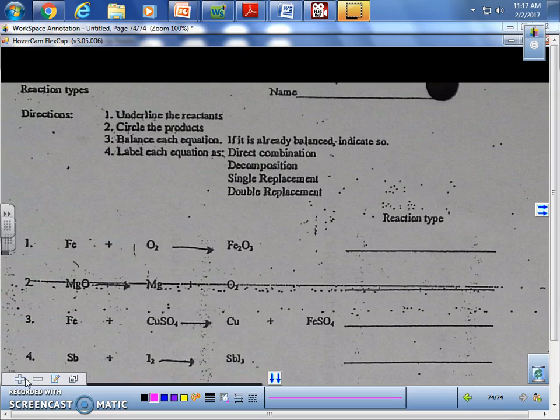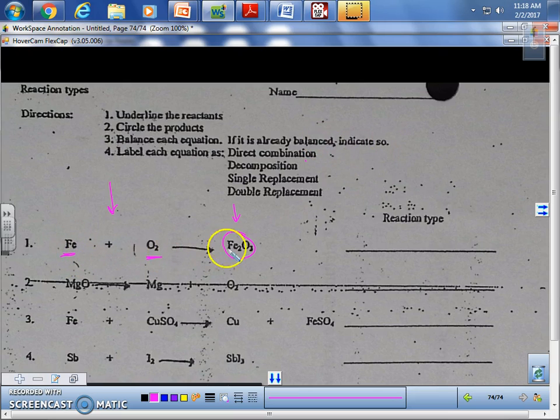All right, now looking on the right side of that same page, let's go through and do a few of these together, and then you can finish those out. Underline the reactants. The reactants are always going to be on the left side of the yield sign. Circle the products. The products are always going to be on the right side of the yield sign. Balance it. If it's already balanced, indicate so.